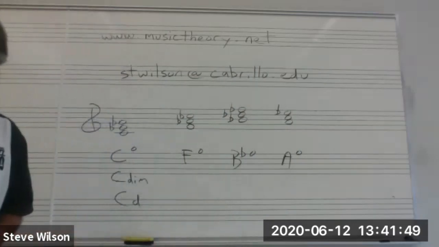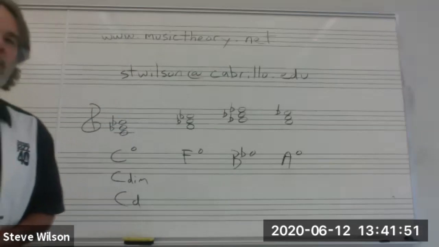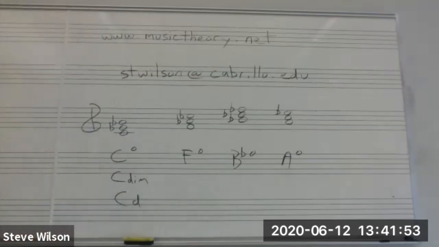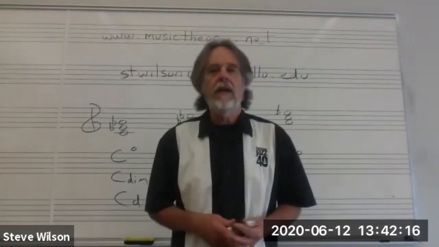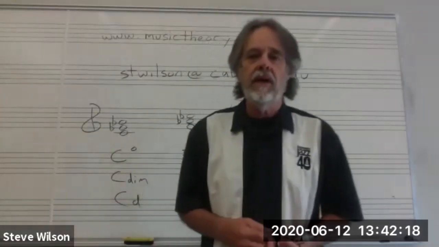There's 4 of them. Once again, a major triad is 1, 3, 5 of a major scale. Minor triad is 1, flat 3, 5 of a major scale. An augmented triad is 1, 3, raised fifth of a major scale. And a diminished triad is 1, lowered third, lowered fifth. Flat third, flat fifth.